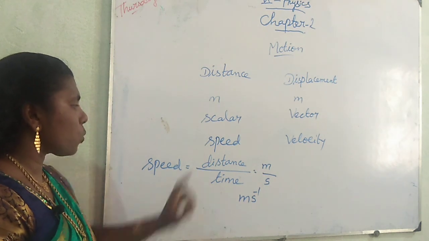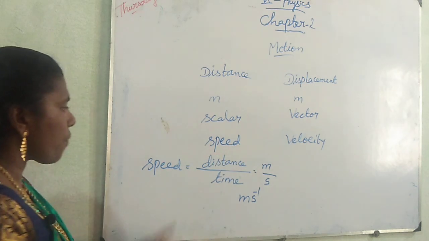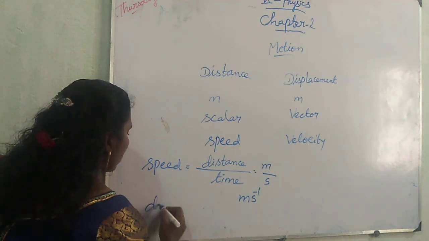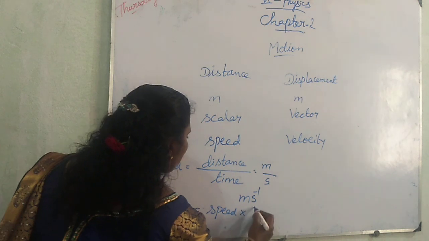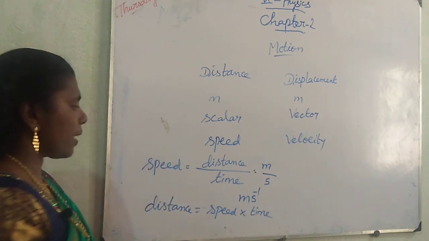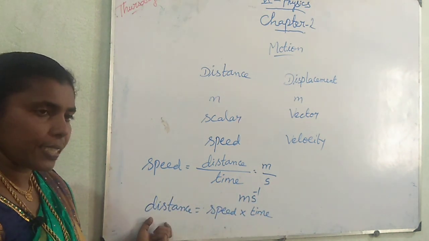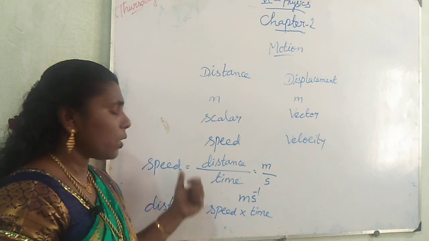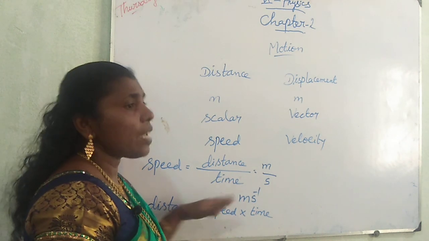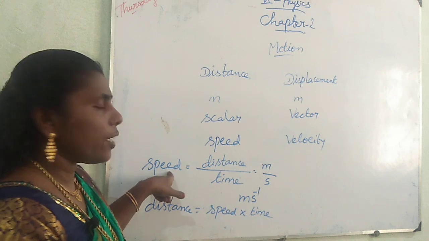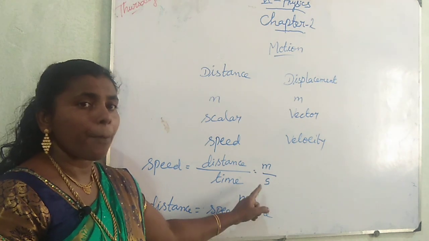Through this formula we can solve a problem. Suppose speed is given, time is also given, and you have to find the distance. How will we rearrange this formula? Distance equals speed into time. Speed is given, time is given, you have to find the distance. Then just multiply and write the answer. Which unit do you have to write? The distance unit. What is the unit of distance? Meter. You have to write the meter unit. So the speed formula is distance divided by time, and the unit of speed is meter second power minus 1.